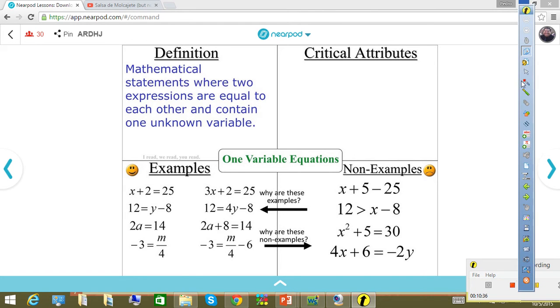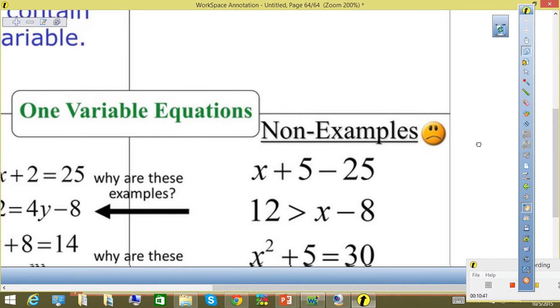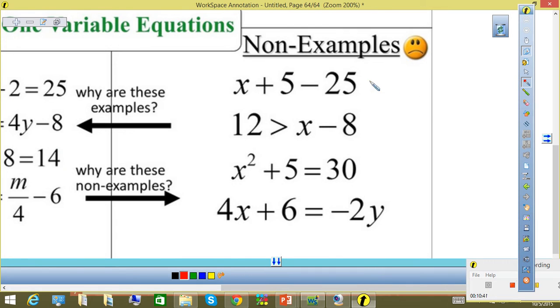Okay, let's see. Let me zoom in for a little bit. All right, let's focus on this one right now. Okay, so volunteer for this one. Yes, Victor. Why is this not a one variable equation?